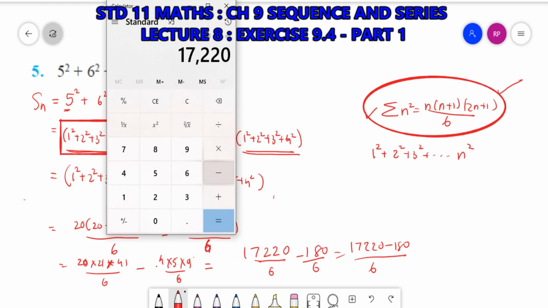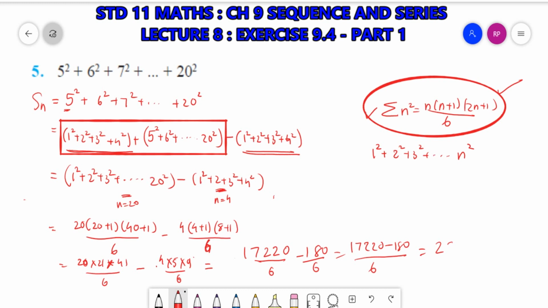So 17220 minus 180, divided by 6, that is equal to 2840. Okay, so the required series sum is 2840. So this was about question number 5. Just note it down.